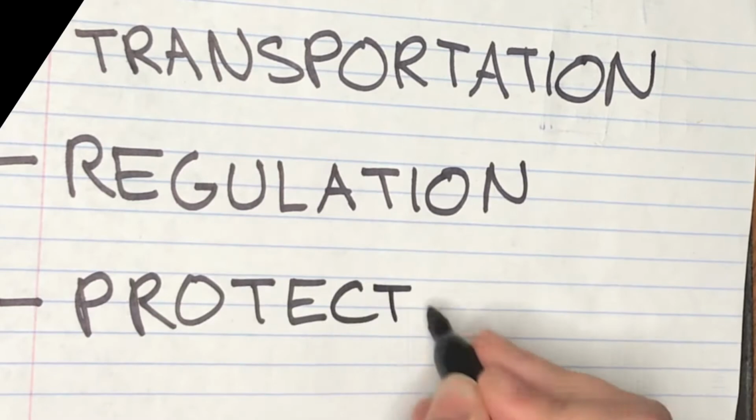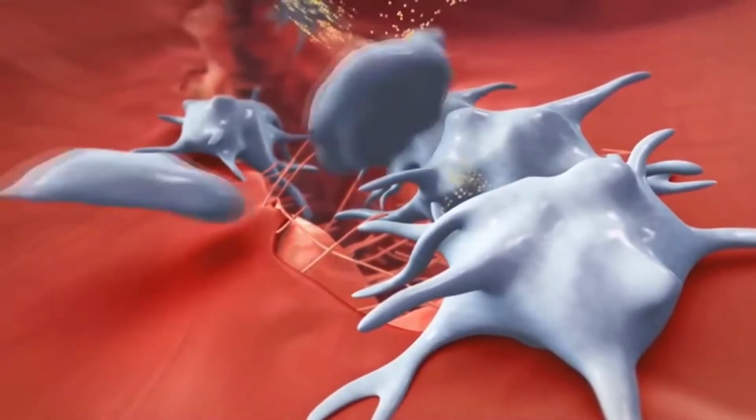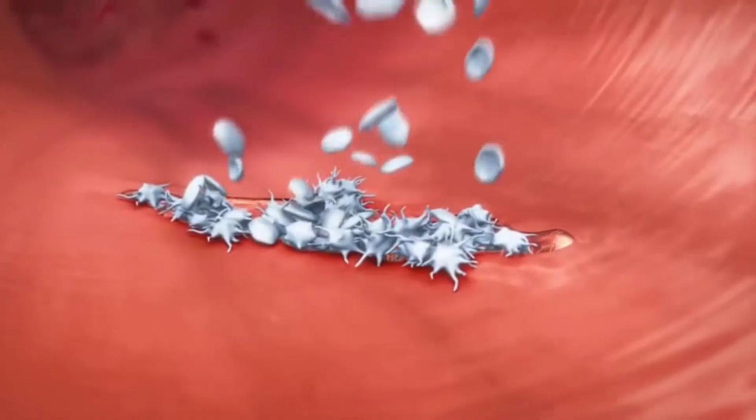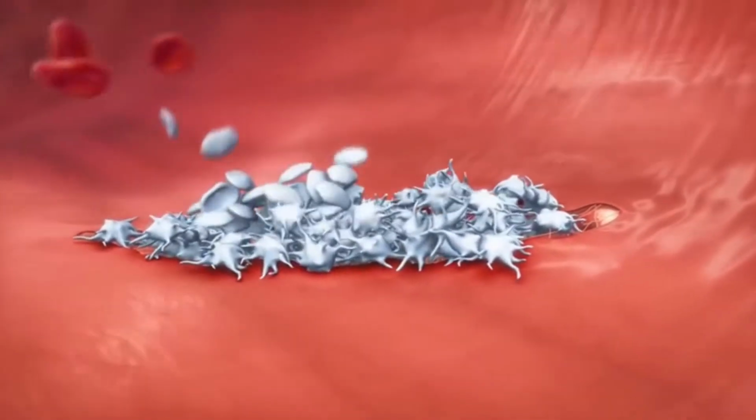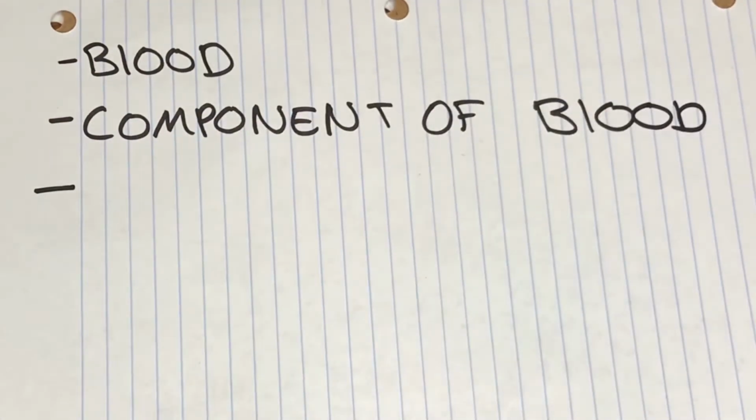So the last blood function is protection. Blood can clot, which protects against excessive loss. Another thing to remember is white blood cells protect against disease. So we just went over blood. Now we're going to go over the components of blood.